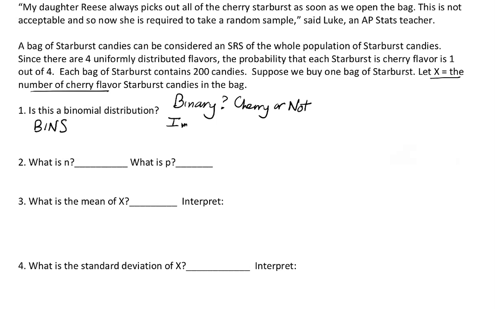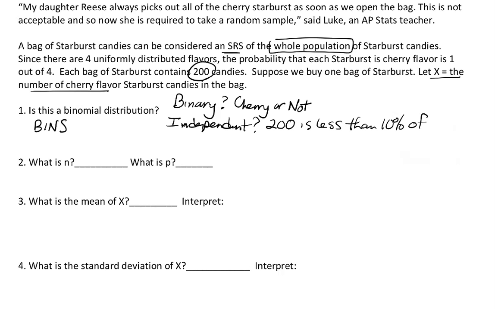Next, are the events independent? Well, we have 200 candies out of the whole population, and we're taking a simple random sample. So 200 candies is less than 10% of the population of Starburst candies. Even though we're sampling without replacement, so we really don't have independent events, we could ignore that as long as we're not taking a huge part of the population. And we're not. 200 is definitely less than 10% of all Starburst candies in the world.